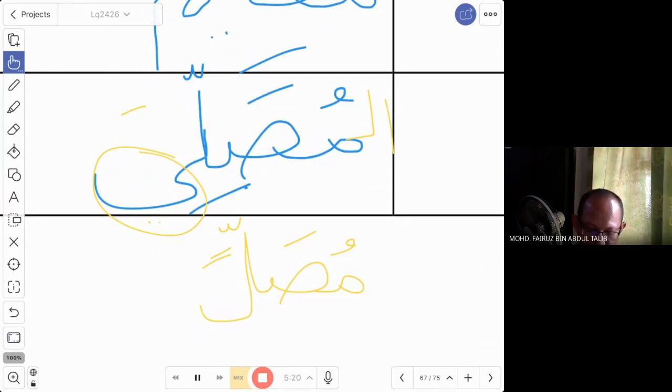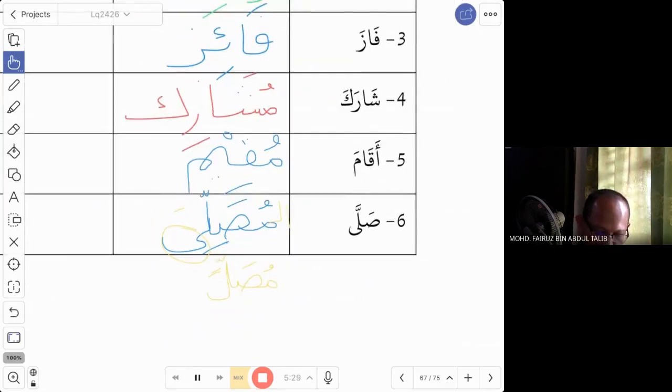Another meaning for the word musalli is to say salawat to the Nabi, to our prophets. Because the word salah can mean two things. Salah, to pray, and salah, to say salawat. Sallallahu ala Muhammad. Allahumma salli ala Muhammad. So musalli can mean two things as well. The person who prays or the person who says the salawat to the messenger. Okay, so these are the fi'il.